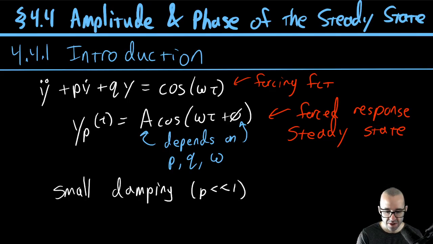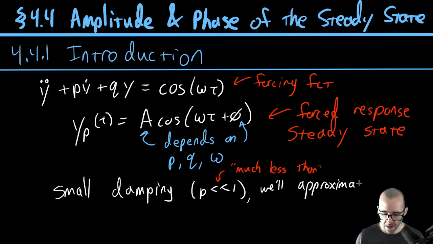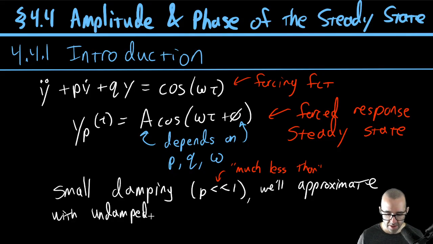P is much, much less than, or just much less than. All right, so if P is really close to 0, there's kind of a hidden greater than 0 right here. But if P is much less than 1, then the system is going to be very similar, or will approximate an undamped one, because they're very, very similar.